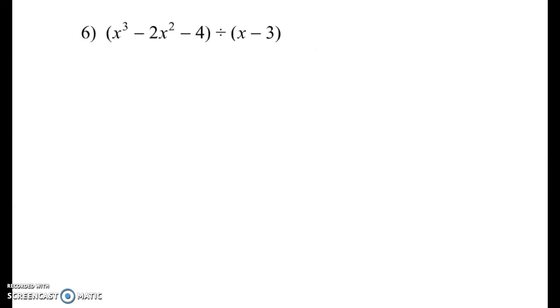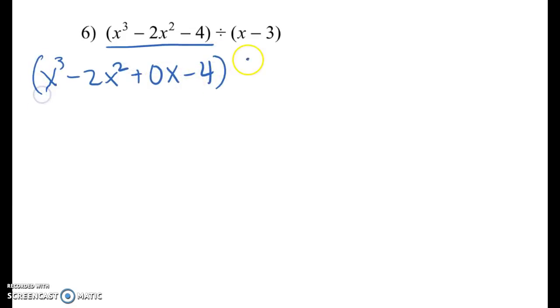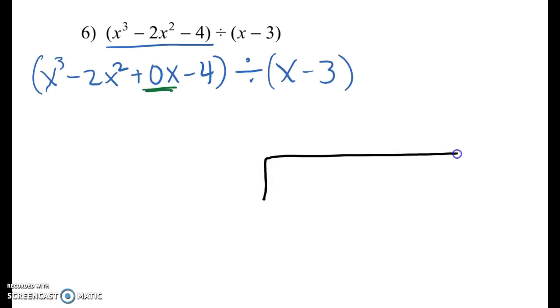And I want to first point out that if we look at our dividend here, we have x cubed minus 2x squared plus 0x minus 4 divided by x minus 3. So where did this 0x come from? Well, if I look at my original polynomial, I'm missing my x term, meaning there are 0 x terms. And when we write this in standard form, we need to make sure that we include that. Now we're going to go ahead and set this up in long division.